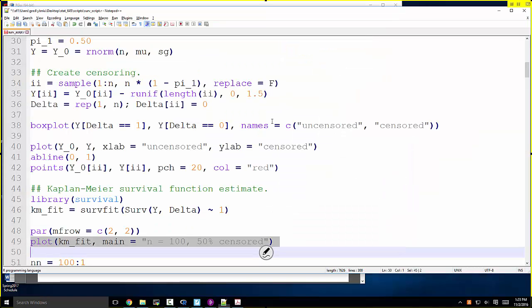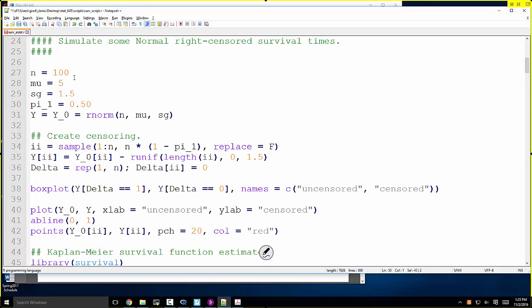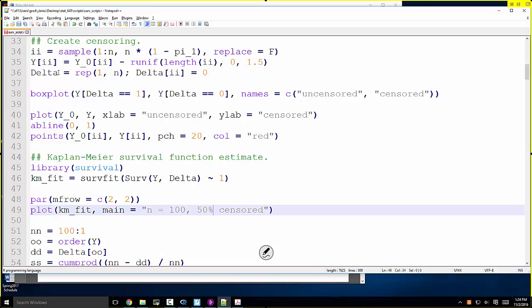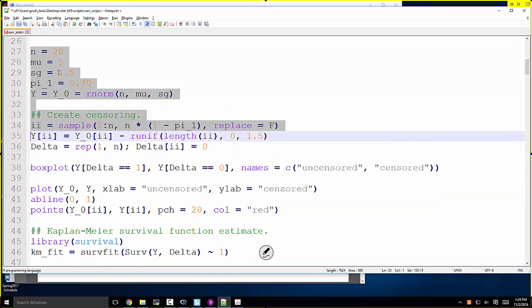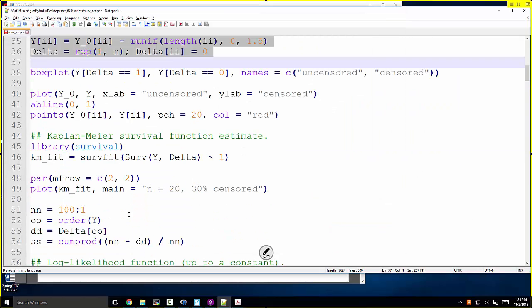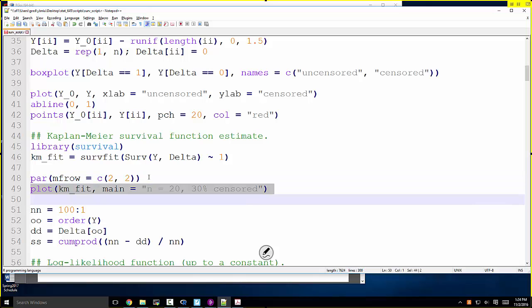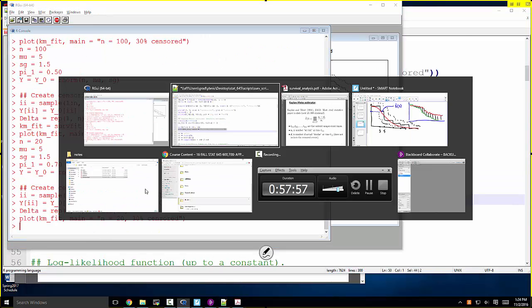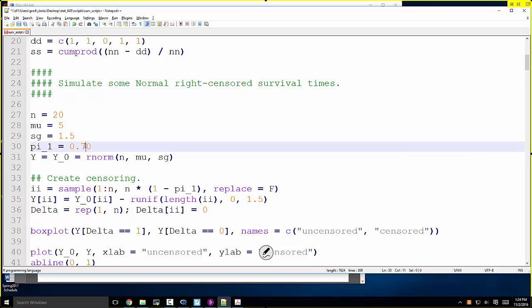What happens if we change the sample size? Let's try just 20 with 30% censoring. And then let's try 20 with 50% censoring.